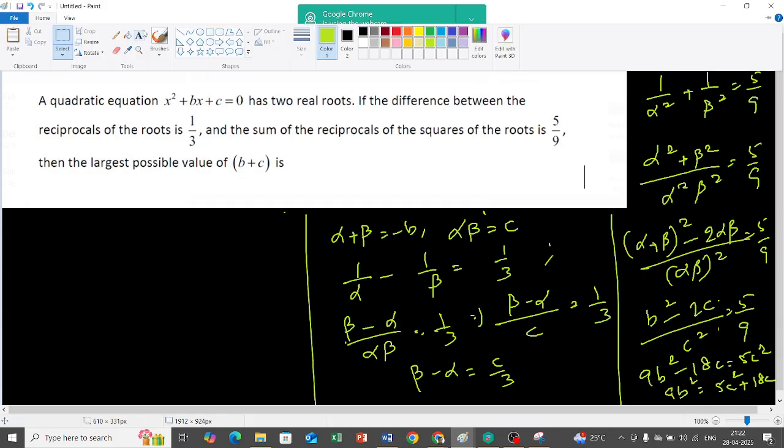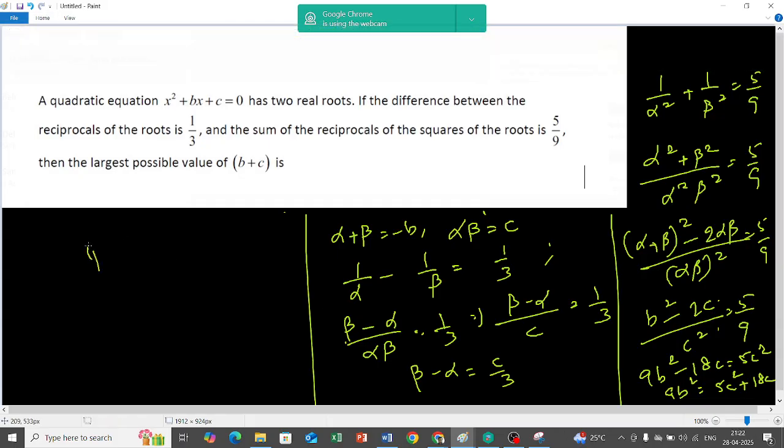Fine. So you see, the two roots of this equation are alpha comma beta. Alpha plus beta is going to be what? Minus b by a, which is minus b. Alpha into beta is going to be what? C by a, which is c. Now it is given the difference between the reciprocals of the roots, so 1 by alpha minus 1 by beta is 1 by 3.